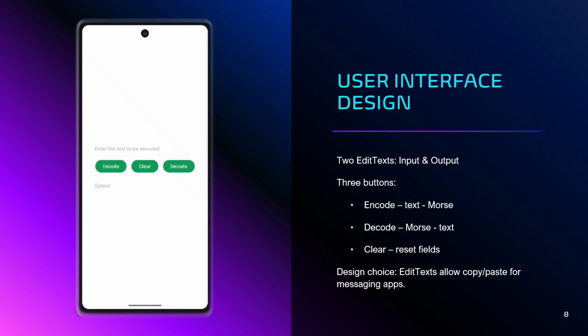This is how our app looks like on the phone. It has input and output, just 3 buttons. Encode, you just put the text. Decode, from Morse code to text. Clear, you just reset the fields. Plus, we did edit text to allow copy paste for messaging apps.